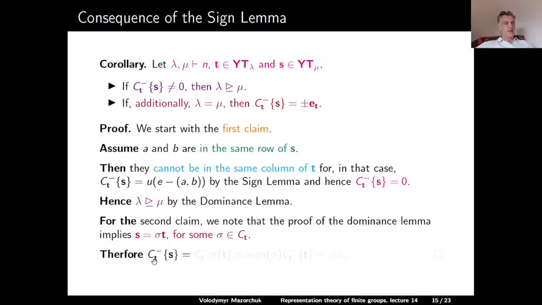Therefore, the application of C_T minus to the tabloid of S is equal to the application of C_T minus to sigma of T, where sigma is in C_T. And then by the sign lemma, this is equal to the sign of sigma times C_T minus applied to the tabloid of T. And this is plus or minus the polytabloid of T. So this completes the proof.